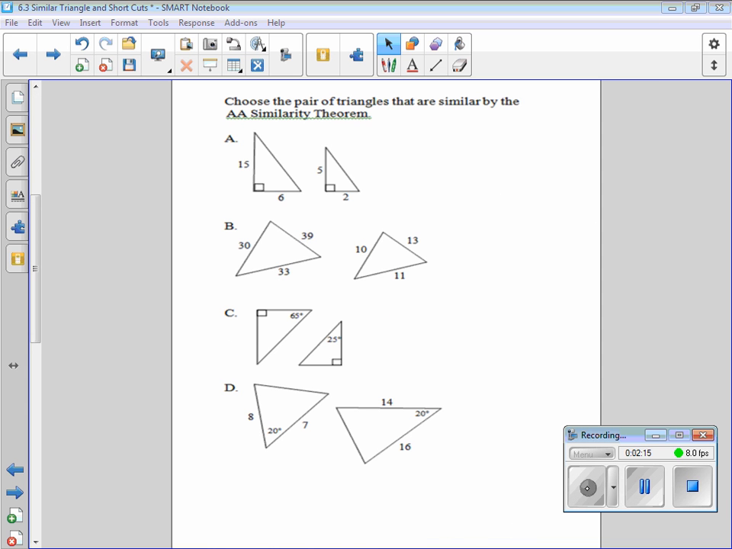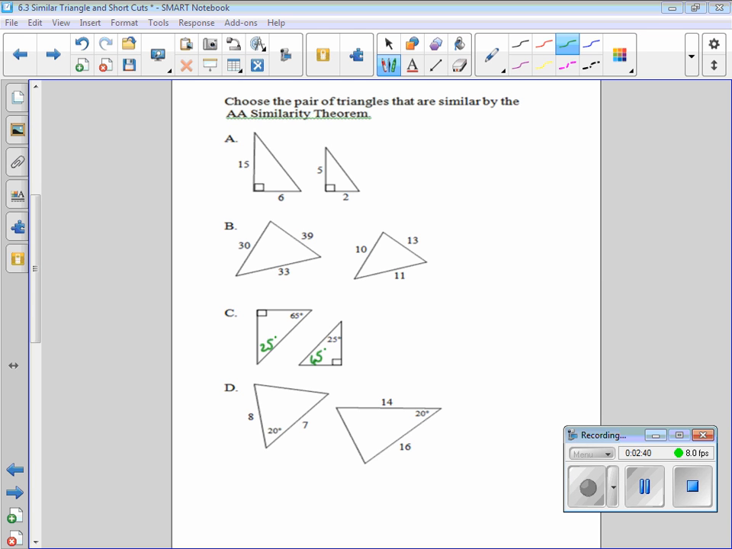Let's move on. So here's a problem that says choose the pair of triangles that are similar by the AA similarity. So what we're doing is we're looking at A, B, C, and D. Put me on pause and see if you can identify which triangles you'd be able to use AA similarity. Basically, you know in the triangles there are two angles. Put me on pause, then come back and check your answer or get help.